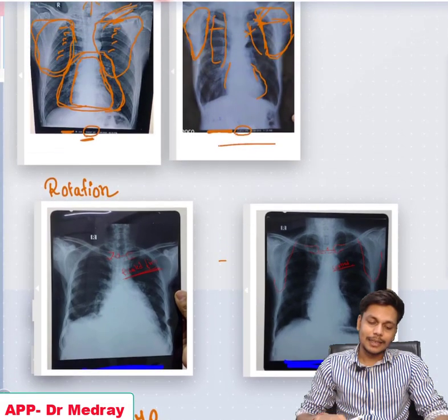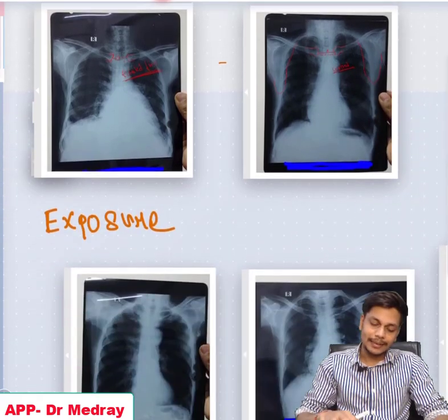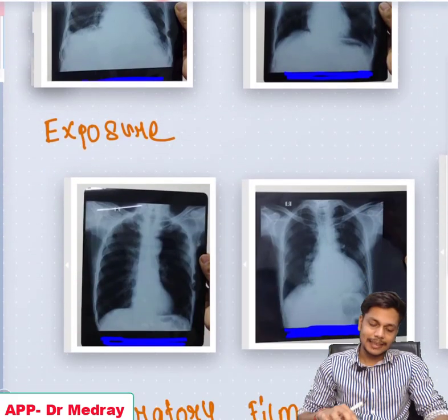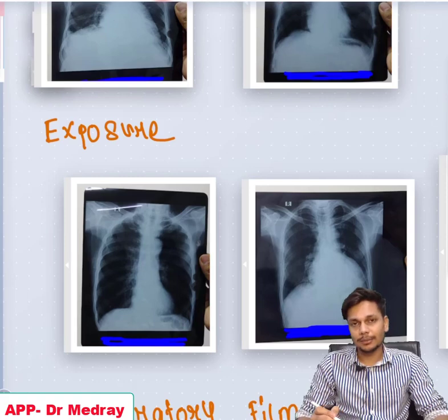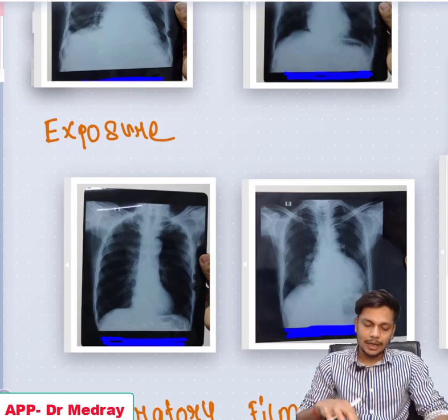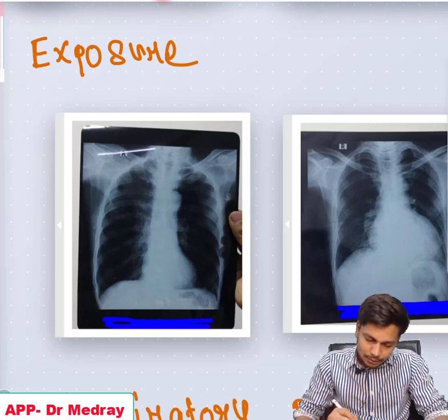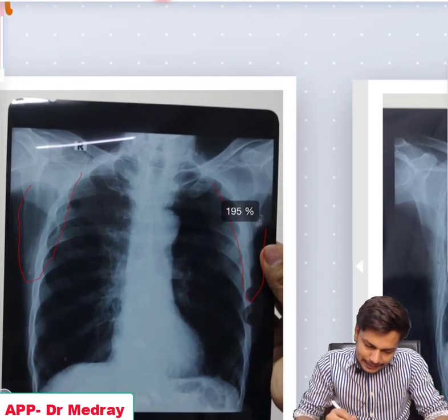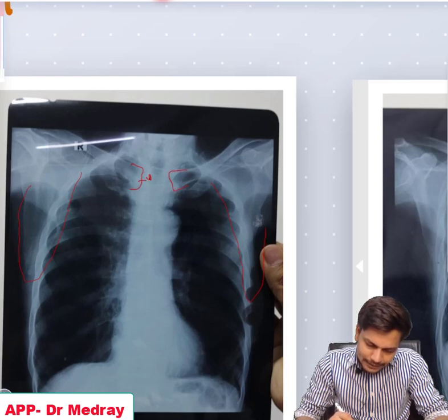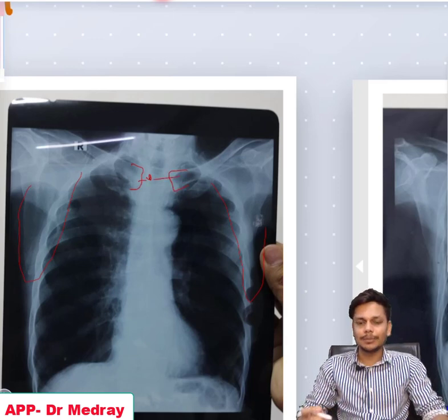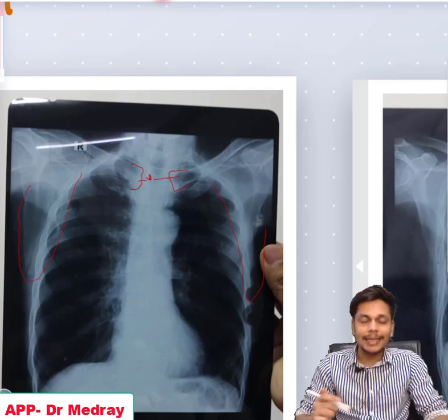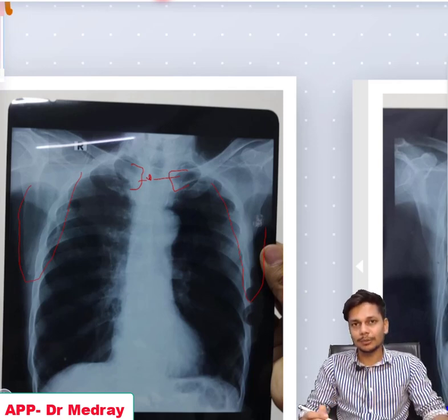So you say about the view, you say about the rotation, and then you have to say about the exposure. So how will you say about the exposure? That this is a skiagram showing the posterior anterior view of the chest, and this X-ray is a slightly rotated film. Can you see the distance? It is slightly rotated film and it is a well exposed film.